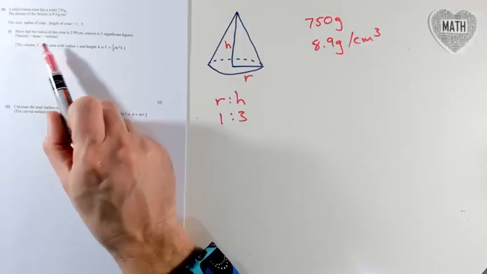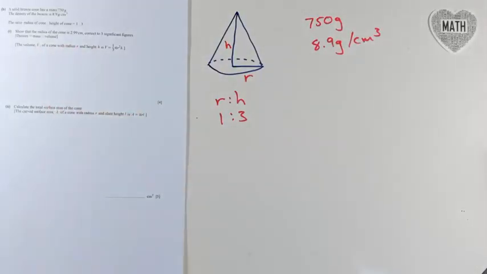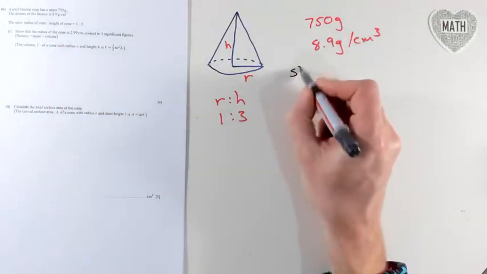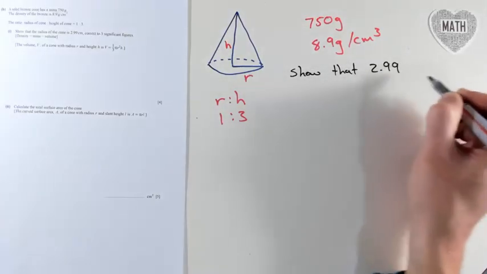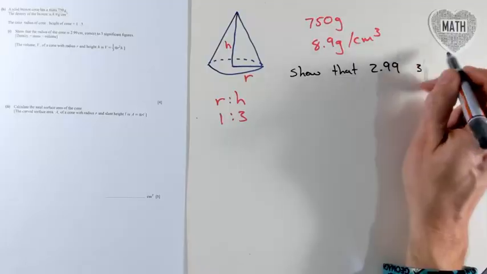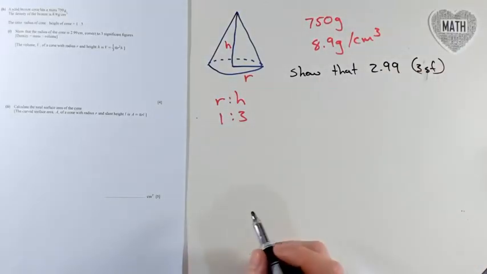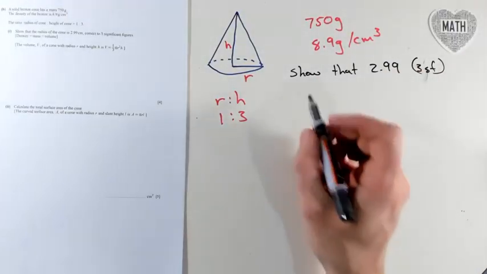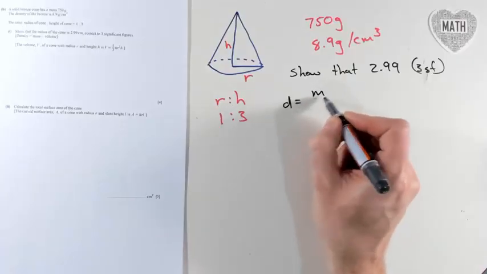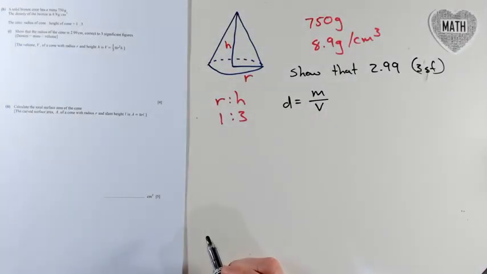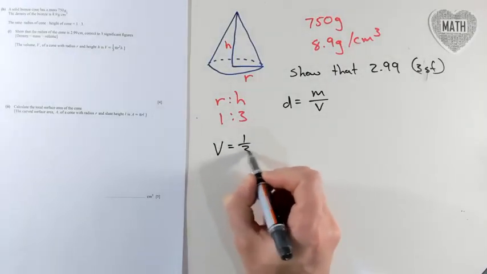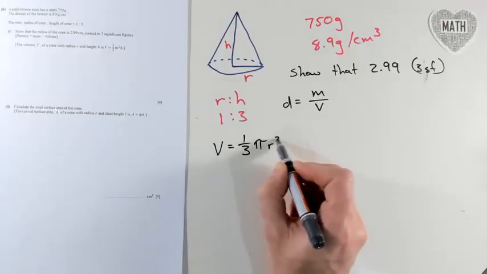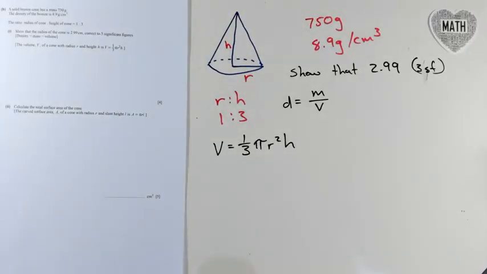Okay, first of all, show that the radius of the cone is 2.99 to 3 significant figures. And they're giving us an equation there saying that density is mass divided by volume. And they're also giving us the volume of a cone. Let's just write the volume of the cone here. So the volume of a cone is going to be 1/3 pi r squared h, where h is the height.